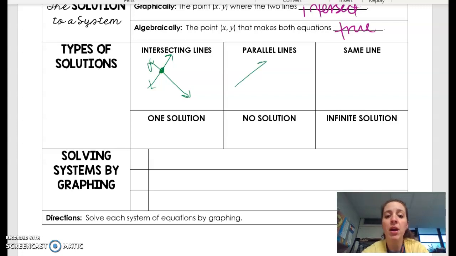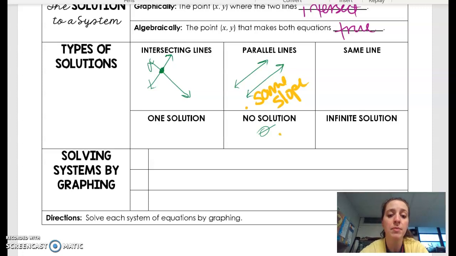Another type is I would have parallel lines. And here they have no solution, right? Because if these lines are parallel, that means they will never touch, which means they don't have a solution. The thing I know about parallel lines is they have the same slope. Okay, so that's really important. But the other thing that parallel lines have is they have the same slope, but they have different intercepts.